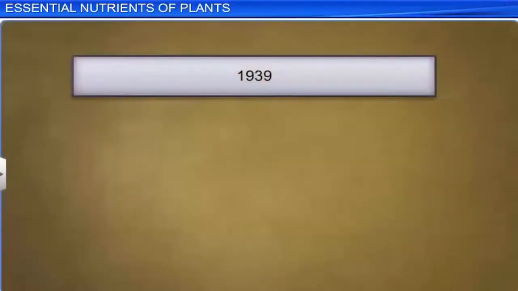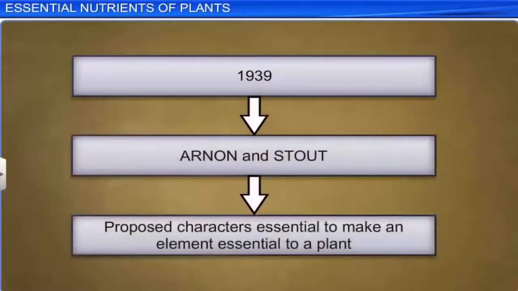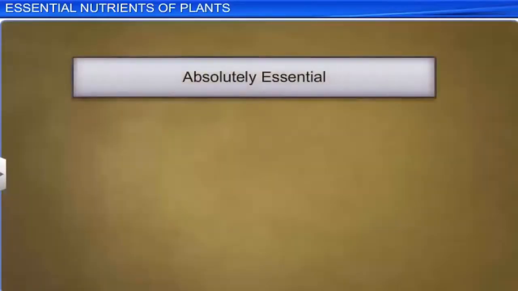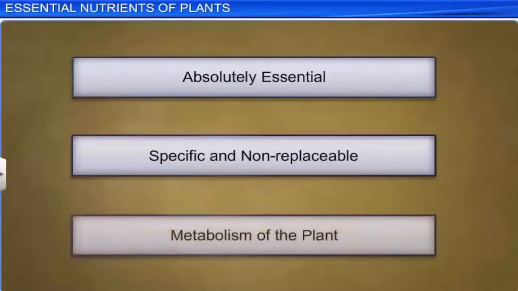In 1939, Arnon and Stout proposed the characters that make an element essential to a plant. The element must be absolutely essential for supporting normal growth and reproduction, which cannot proceed without it. The requirement of the element must be specific and cannot be replaceable by another element. The element must be directly involved in the metabolism of the plant.